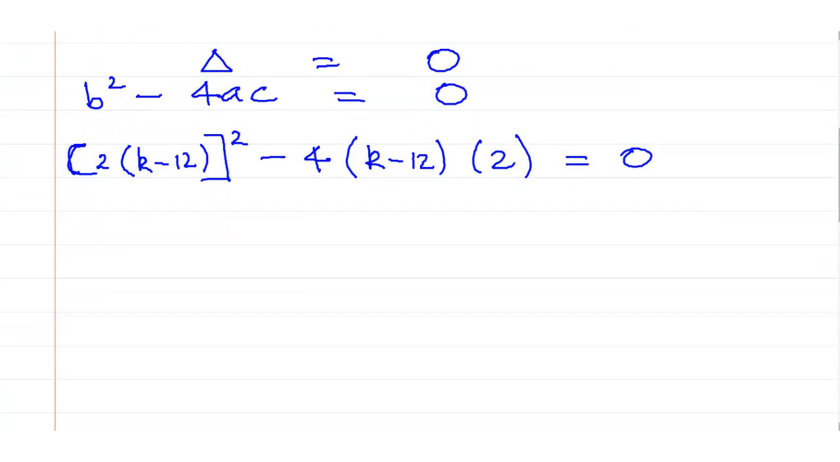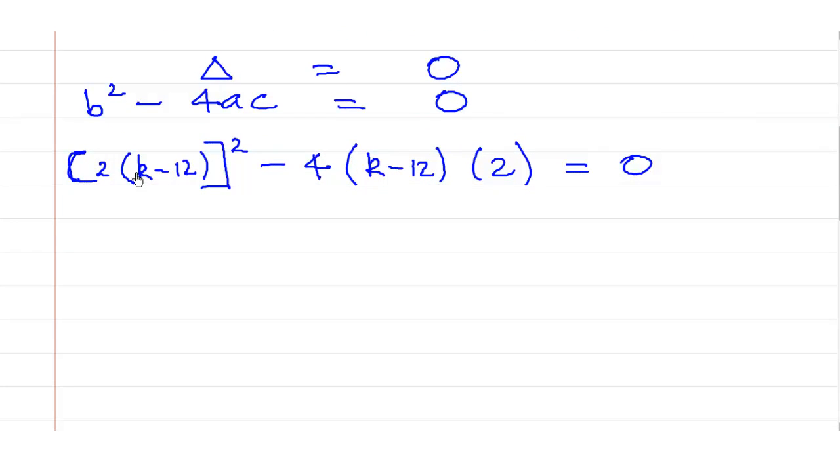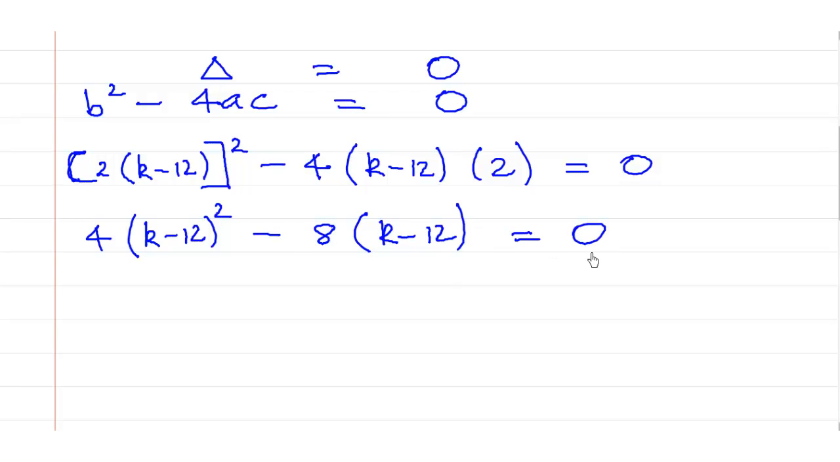So we have just substituted. Let's open the bracket. 2 square is 4 and [(k minus 12)] square is (k minus 12) the whole square. Please remember, it is not k square minus 12 square. Minus 4 into 2 is 8, 8(k minus 12) is equal to 0.